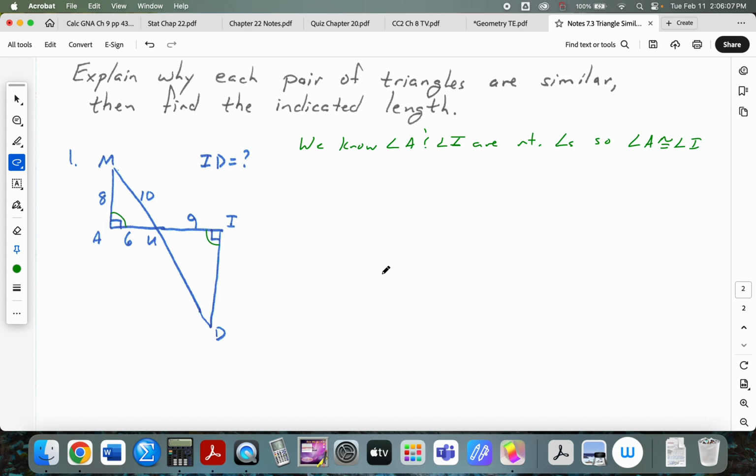That's not enough. Are there any other angles we know are going to be congruent? For like the fourth time, yes? MUA and DUI. Very nice. Angle MUA is congruent to angle DUI because why? Vertical angles are congruent.